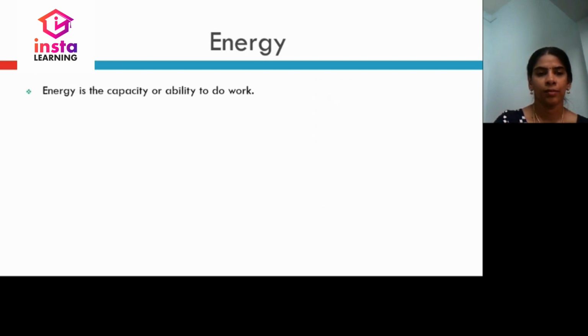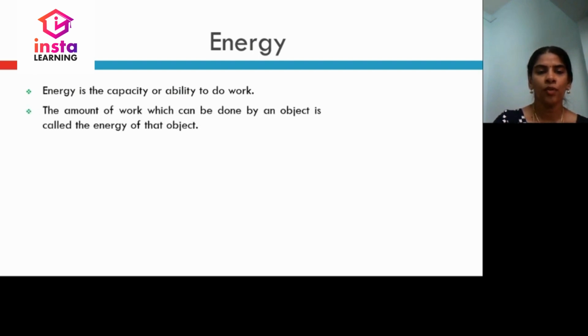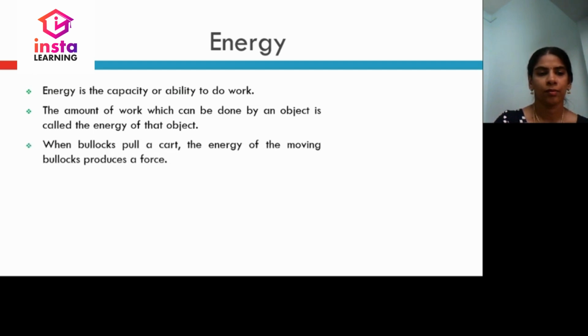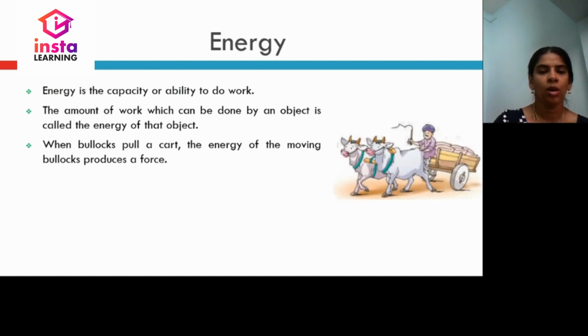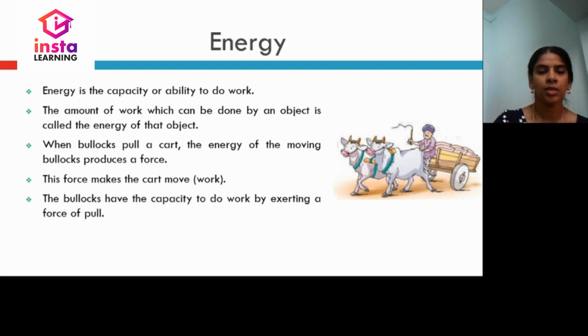Energy. Energy is the capacity or ability to do work. The amount of work which can be done by an object is called the energy of that object. When a bullock pulls a cart, the energy of the moving bullock produces a force. This force makes the cart move, that is the work. The bullocks have the capacity to do the work by exerting a force of pull.